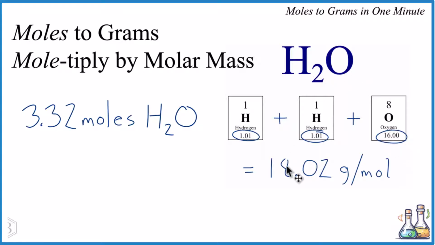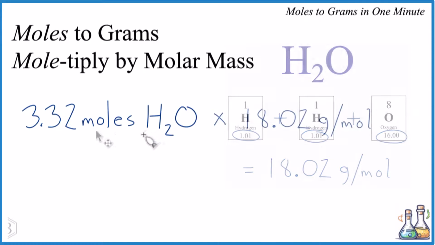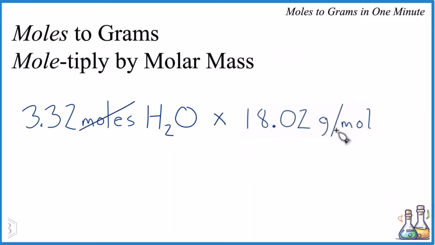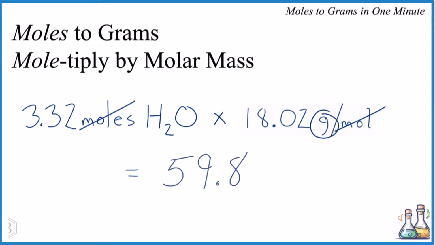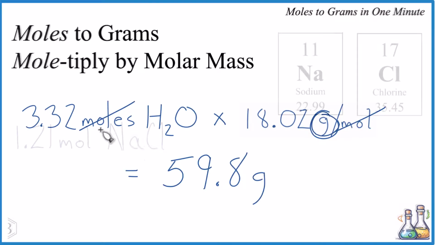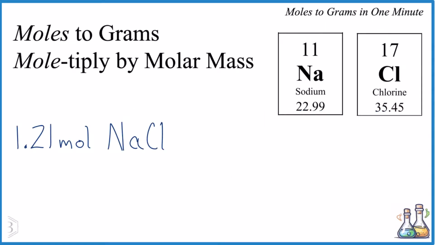Here for H2O, this is our molar mass. And look at those units, grams per mole. That's important. So we multiply, moles on top and the bottom, they cancel out, left with grams. We end up with 59.8, the units, grams. So pause and you try it.